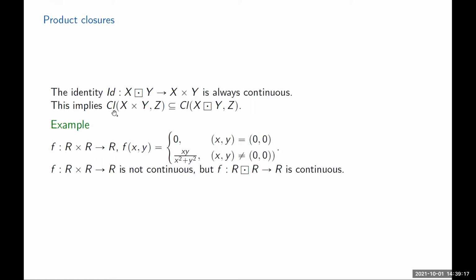But in particular, this means that every map from x cross y into a space z, I could always precompose with this identity map to get a map from the inductive product into that new space z. And this is just an example to tell you how weird this inductive product closure can be.